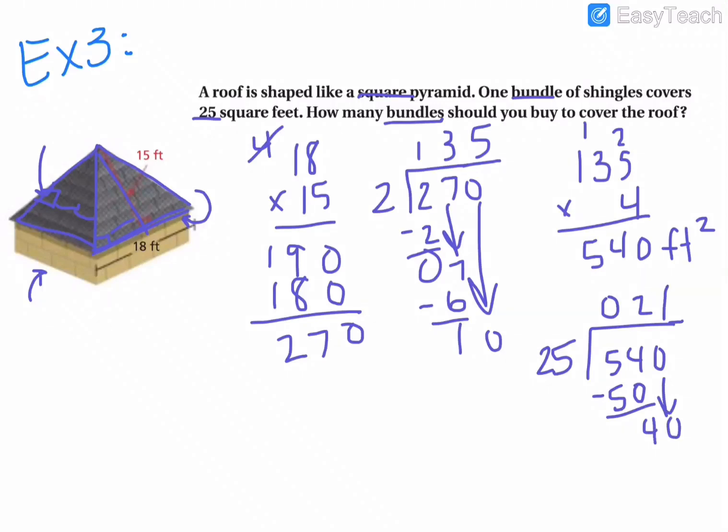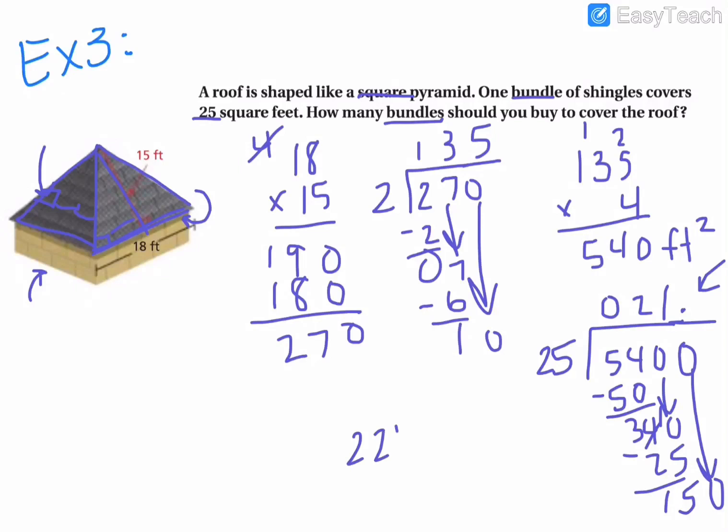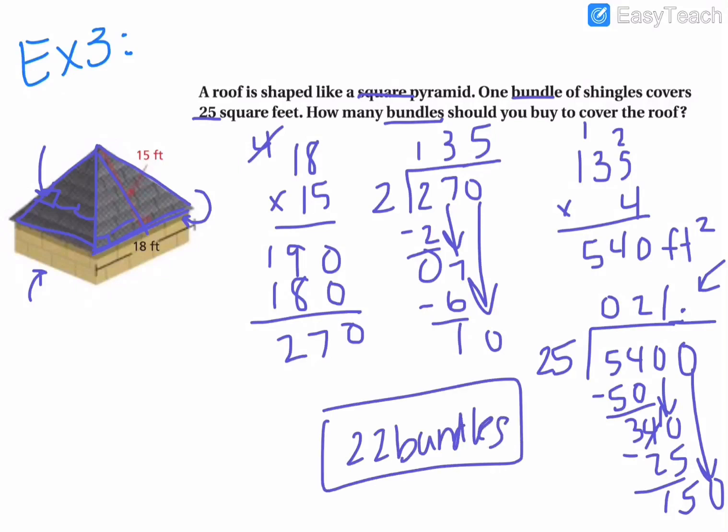And that will only go in once with 25. And obviously they're not going to sell me half of a bundle. So I'm just going to round up. I'm going to stop right here because I know that there's going to be something here, which tells me I need more than 21. So I'm going to say 22 bundles. That will give me more than enough.